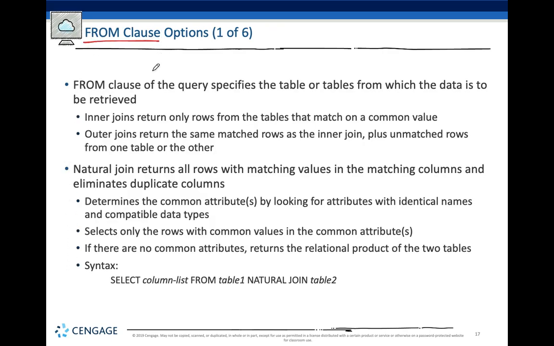The from clause of the query specifies the tables from which the data has to be retrieved. There are also different types of joins in SQL. We have inner joins, outer joins, natural joins, and so on. Let's take a look at these with examples.